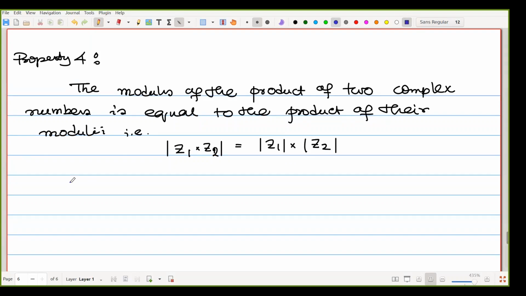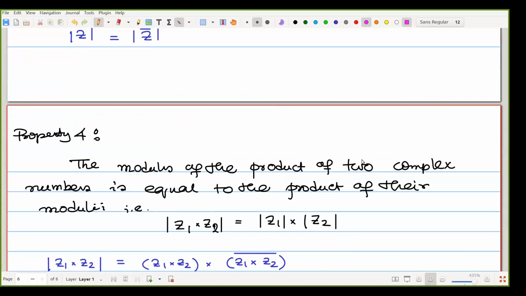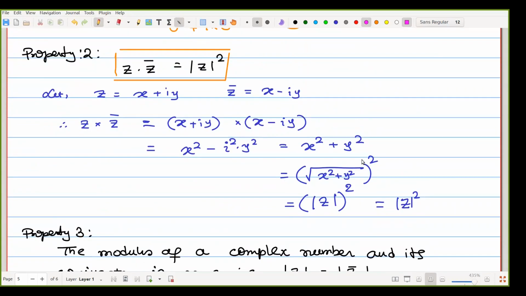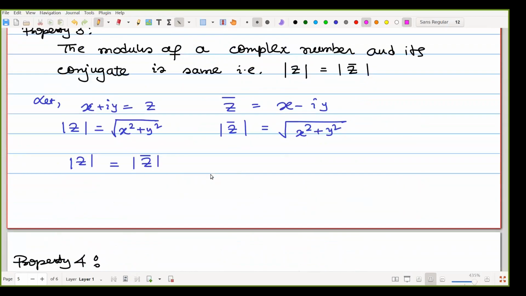Let's check what is happening here. We have modulus of z1 into z2. We can write it as z1 into z2 into its conjugate, within the moduli. Let's check what is happening. From property 2, z into z bar is equal to modulus of z square.